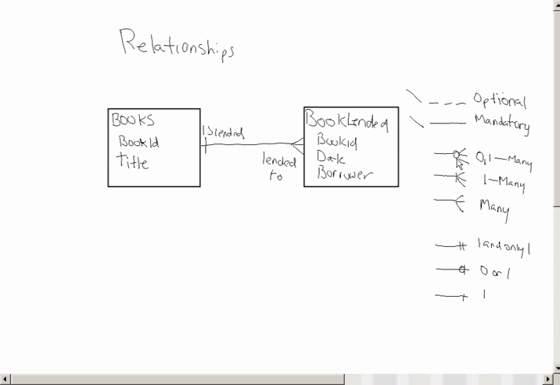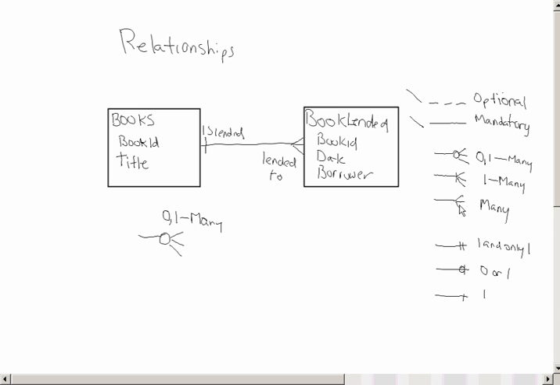If the crow's foot has a 0 in it, so for example, if my crow's foot kind of looks like this and then branches out, that has a specific meaning. It means that on this side of the relationship, I can have 0 items, 1 item, or many items. So this means 0, 1, or many.